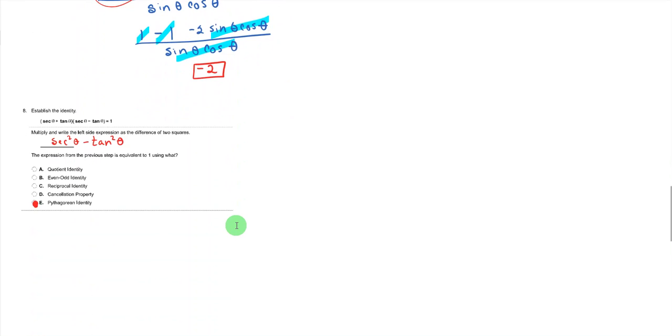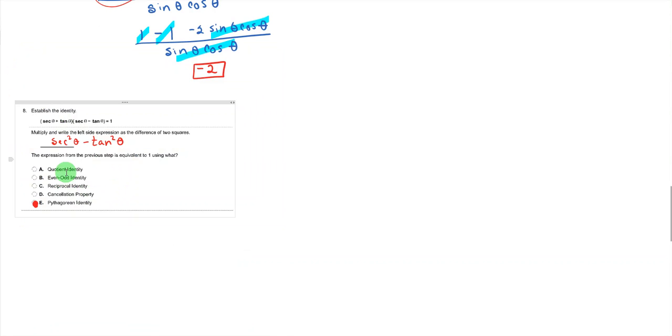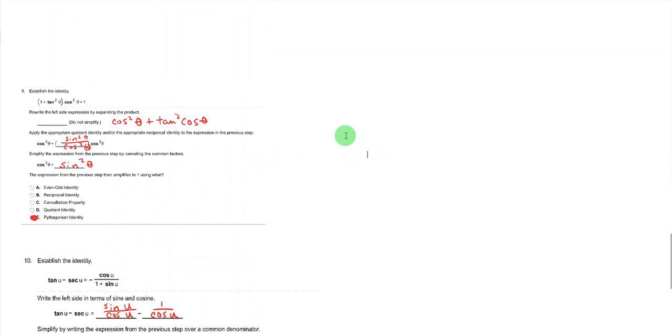All right. Number 8, establish the identity. So we've got this left thing equal to 1. If I multiply this, I get secant squared theta minus tan squared theta equals 1. Why does that work? Well, if we go back here, what kind of identities are those? Those are Pythagorean. And it's asking you, what lets you do what you're doing? Because that is, 1 will be equal to 1. Pythagorean right there.